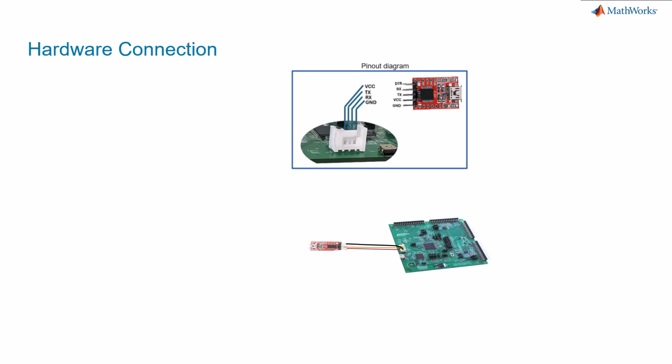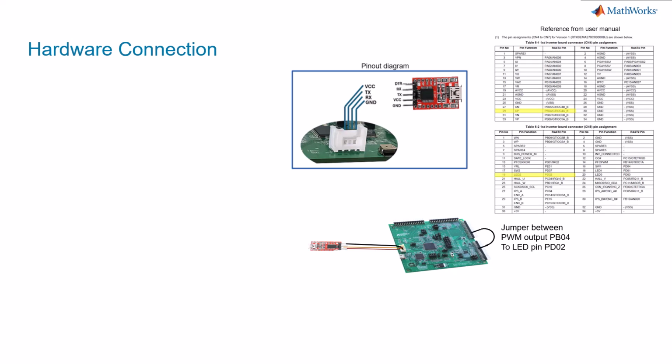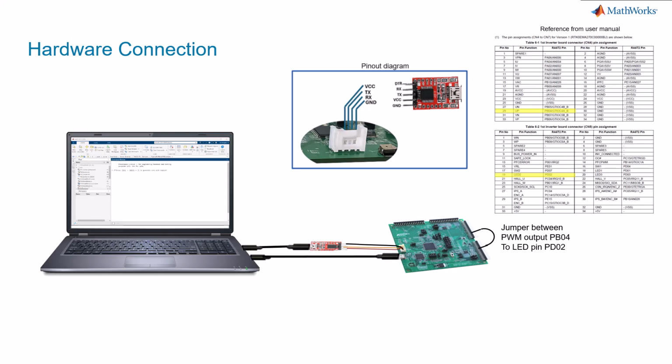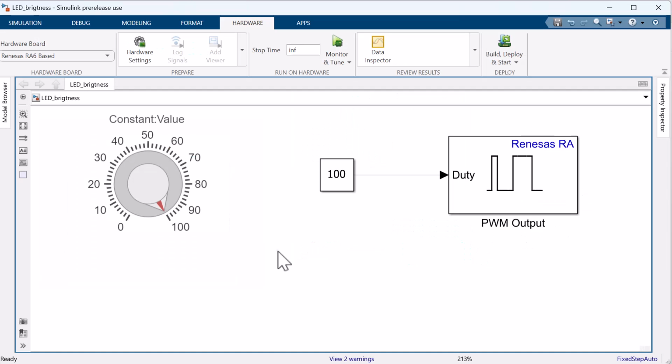Now, to power the LED with the generated PWM signal, connect the PWM output pin PB04 to LED pin PD02 using a jumper cable. Use USB cables to power both the controller board and the FTDI. With the hardware set up, I have the Simulink model opened for this example, where I have the constant block controlled by a knob and is connected to the duty cycle port of the PWM block.